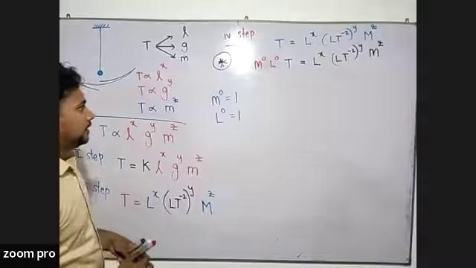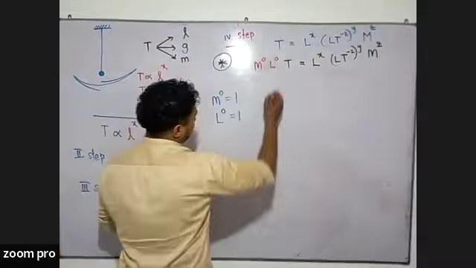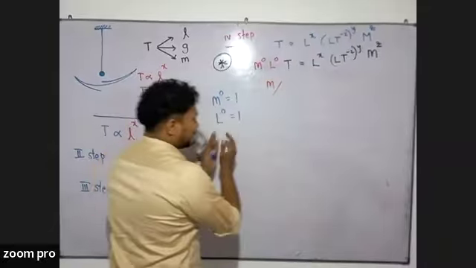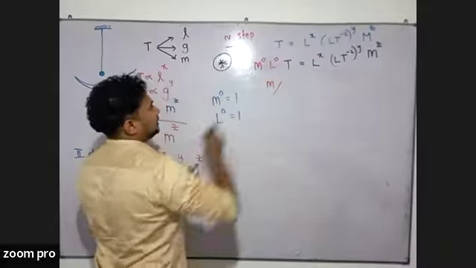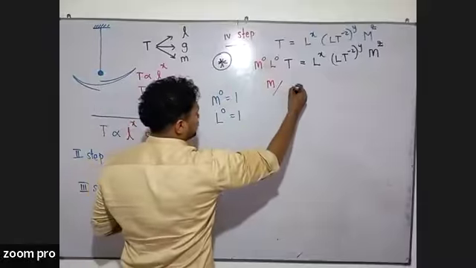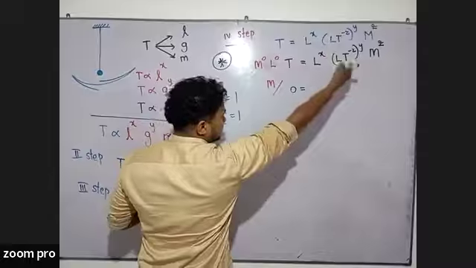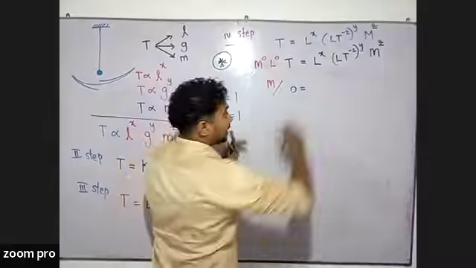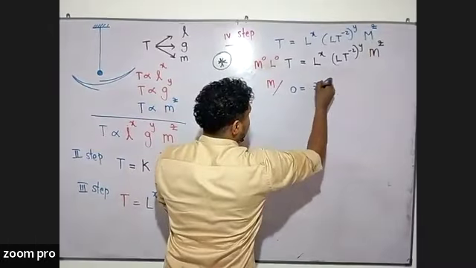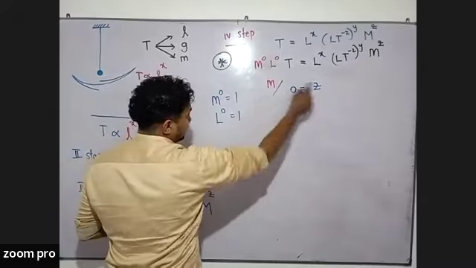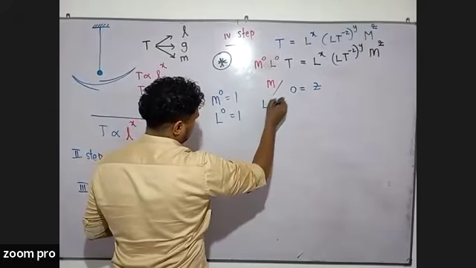Okay, right. Now let's analyze the dimensions of M. On the left side, the power of M is equal to 0. On the right side, you can figure out what the power of capital M is. That is z, isn't it? So that means z is equal to 0.